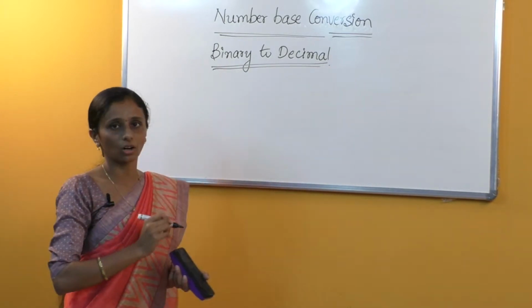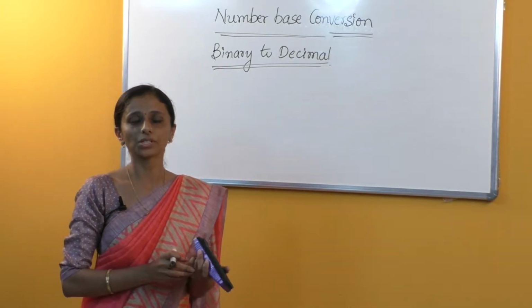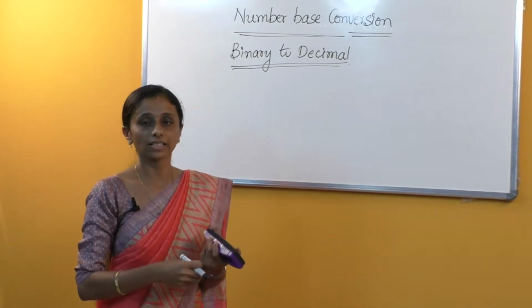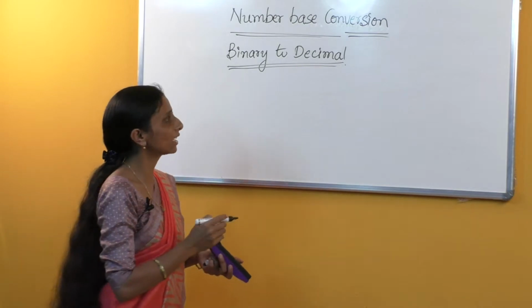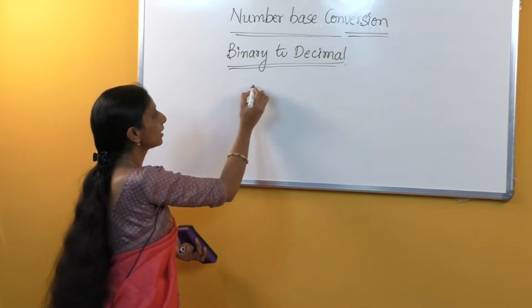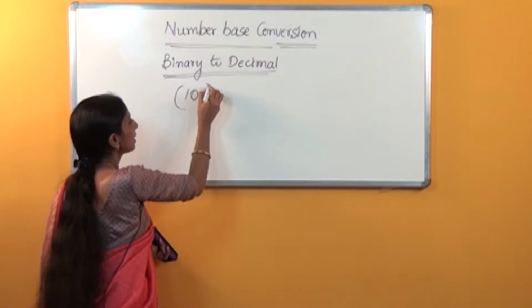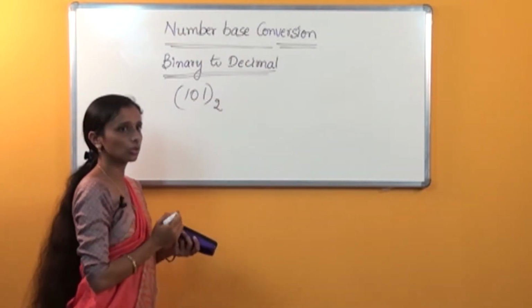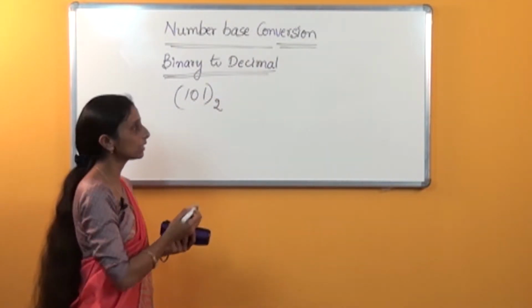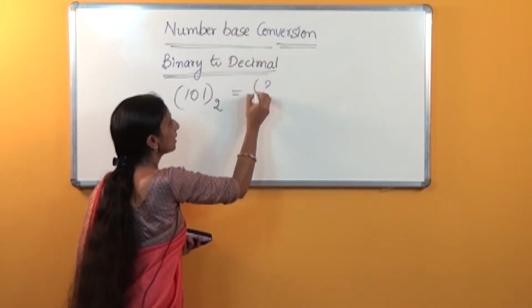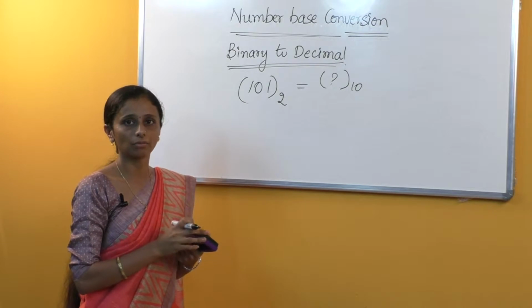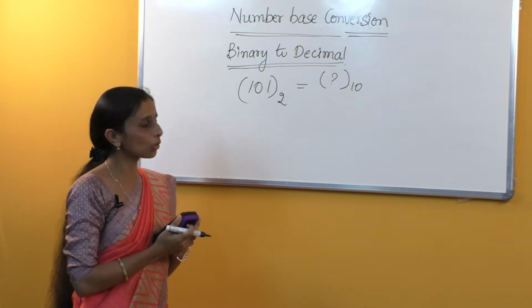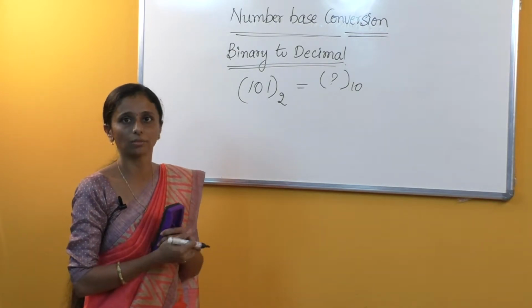So we know all number systems follow the positional weightage principle. Let us see how to convert a binary number to its decimal form. Let's take one simple example, a binary number. If I consider the binary number 101, now how to convert this number to its decimal? What we have to do is multiply by its positional weight. So you know what the positional weight of a particular digit is.